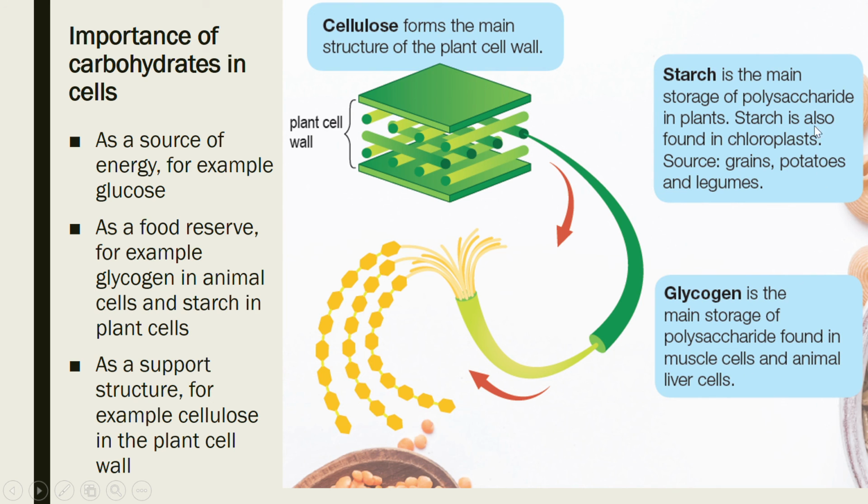Starch is also found in chloroplasts. So where can you get starch? Di mana kamu boleh dapat makanan starchy food? The grains, the potatoes, the legumes. All these are food that is rich in starch. Now you trace back, you look at here. This is showing you all the structure over here. So that means these long molecular chains of monomers form polysaccharides.